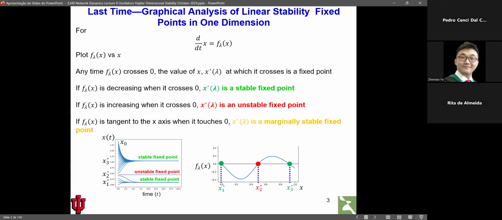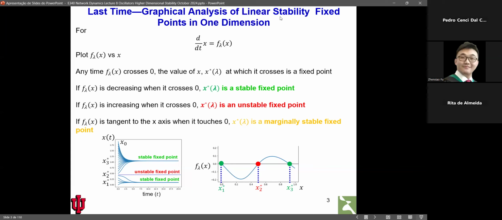So just remembering, if we have an equation which is the time derivative of a 1-dimensional variable, so you have only 1 variable, and you want to know how this variable is going to depend on time, you assume that it depends only on the value that it has at that time. And then you have a function of x that will tell you how it evolves in time.